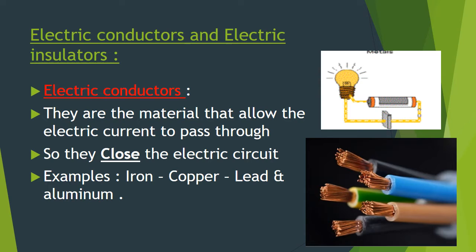Yes, when the electricity is flowing, this means I have a closed electric circuit, and you can see it in the picture on the right side, okay? This is important, by the way. Materials that close the electric circuit are the electric conductors. Examples: iron, copper, lead, and aluminum.